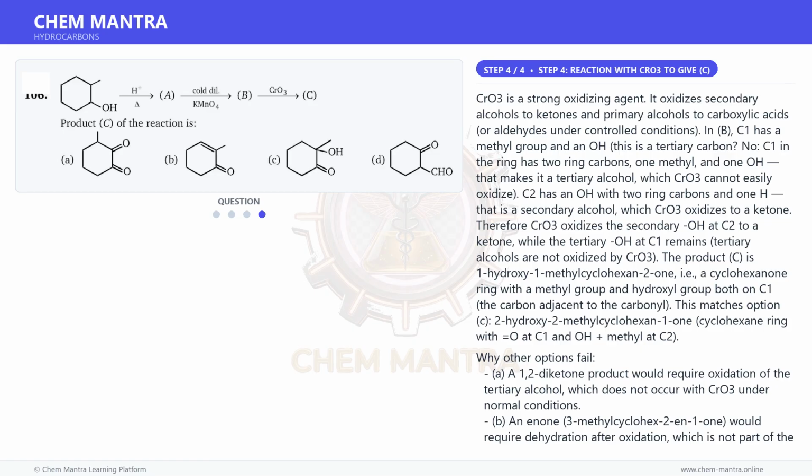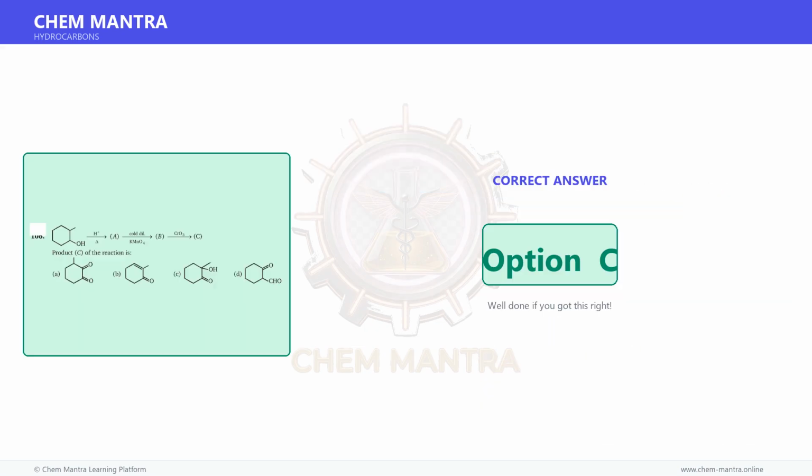D. An aldehyde side product would require a primary alcohol intermediate, which is not present here. Therefore, the correct answer is option C.